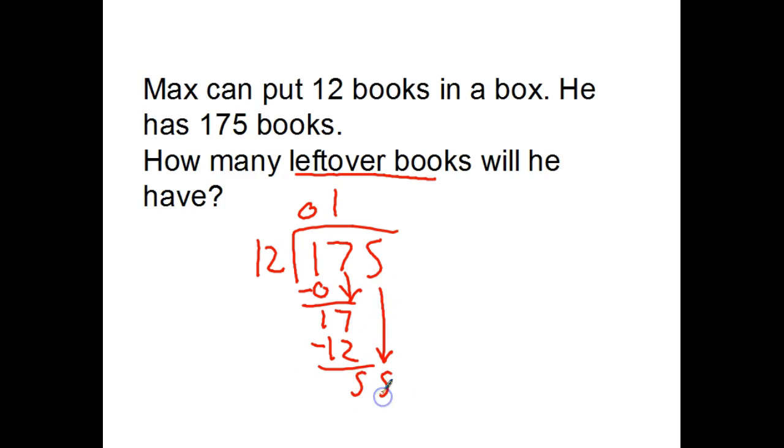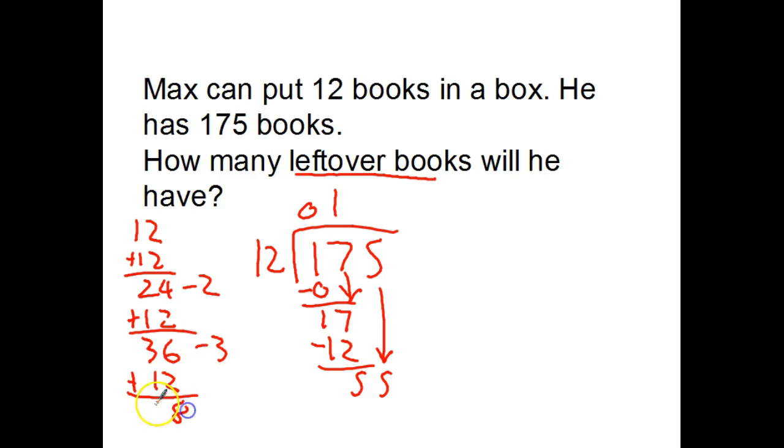Bring down my 5. How many 12s in 55? Well, let's see. 12 plus 12, 24, that's 2. 12 more is 36, that's 3. 12 more, that's 48, that's 4. 12 more would be 60 for 5. Well, that's too much. So 4 of them would be 48. When I subtract, I got a 7, so 14, remainder 7.